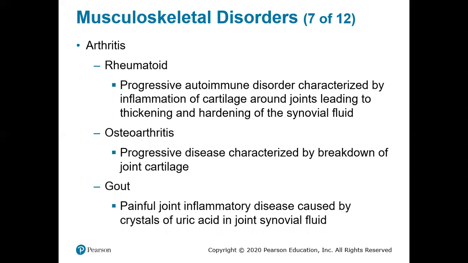The next we'll look at is arthritis, which has several different types. Rheumatoid arthritis is a progressive autoimmune disorder characterized by inflammation of cartilage around joints, leading to thickening and hardening of the synovial fluid. Osteoarthritis is a progressive disease characterized by the breakdown of joint cartilage. And gout is on page 425. This is a painful joint inflammatory disease caused by crystals of uric acid in joint synovial fluid.